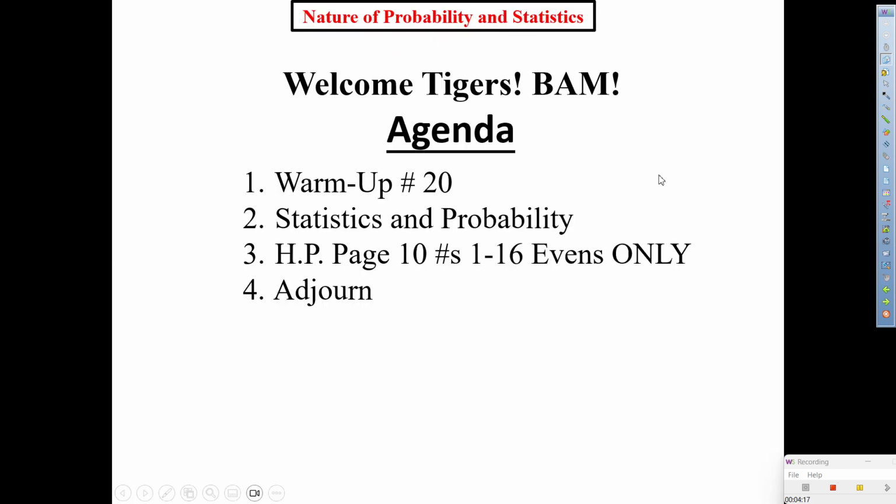All right, copy the agenda, please. Warm-up number 20, statistics and probability. Tonight's home play, or should I say the home play here in class that you're going to finish, page 10, numbers 1 through 16, evens only.